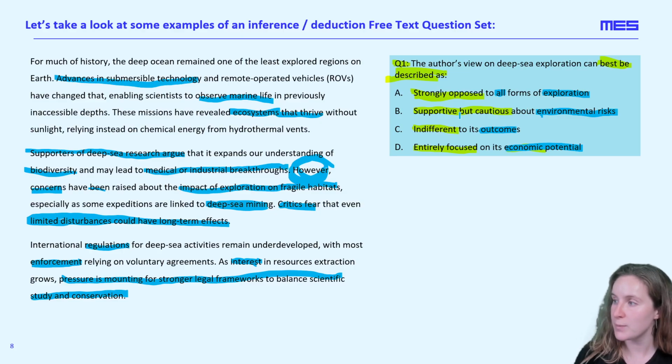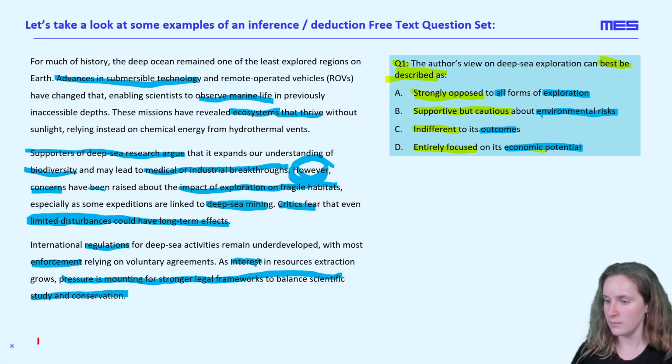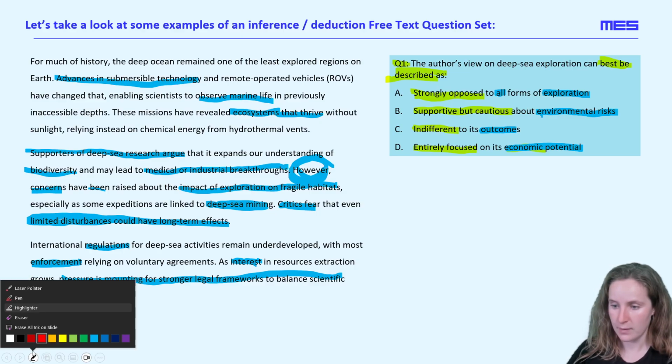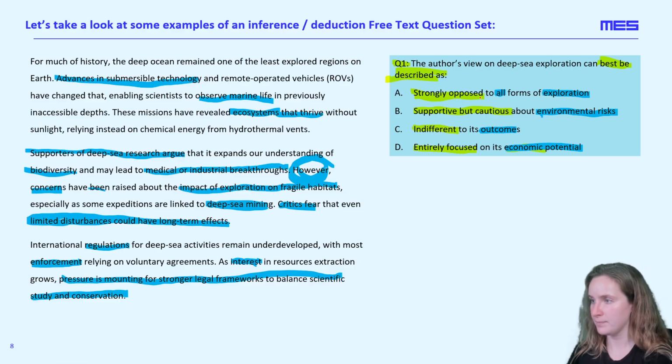Strongly opposed to all forms of exploration. Now, this doesn't seem right immediately, right? Because there's not a lot of tone words or words in general suggesting that they're strongly opposed to this. It's much more kind of nuanced and careful in the language, quite balanced, not necessarily in a positive or negative way, but it certainly doesn't seem strongly opposed to all forms of exploration. Indeed, it points out the benefits. So let's cross out that first one. Because we don't think that's right.